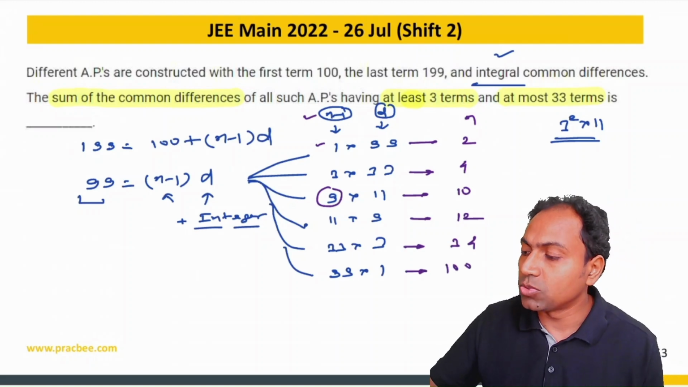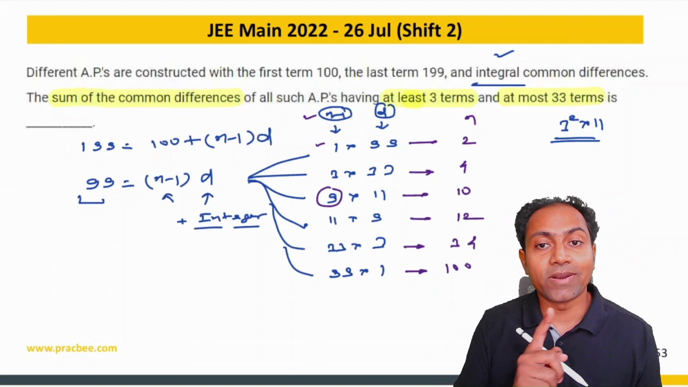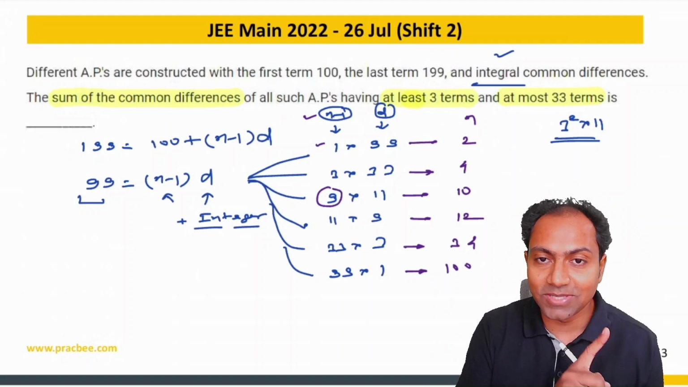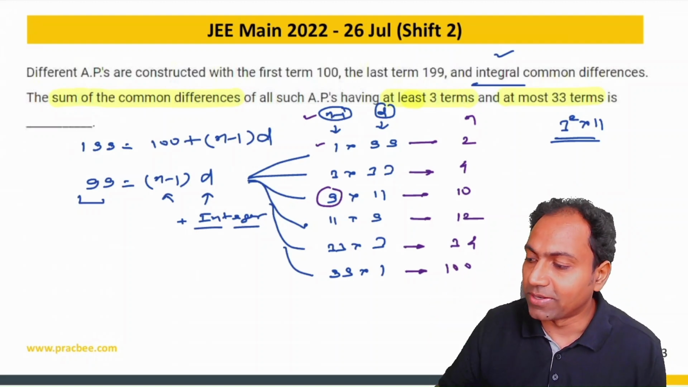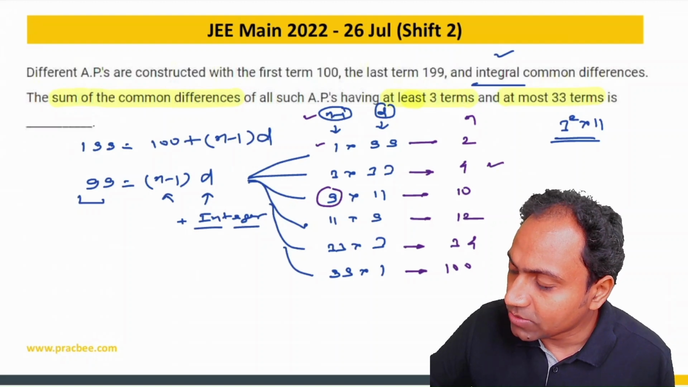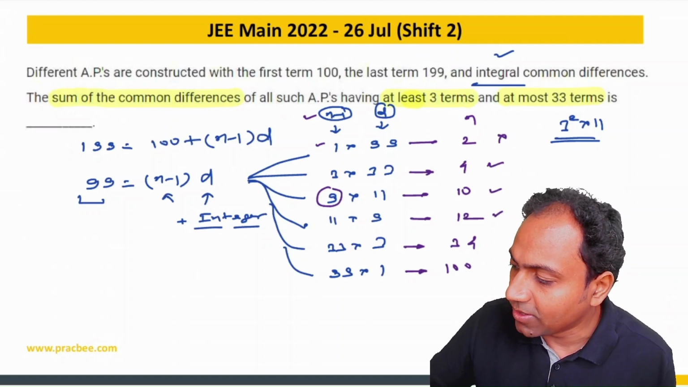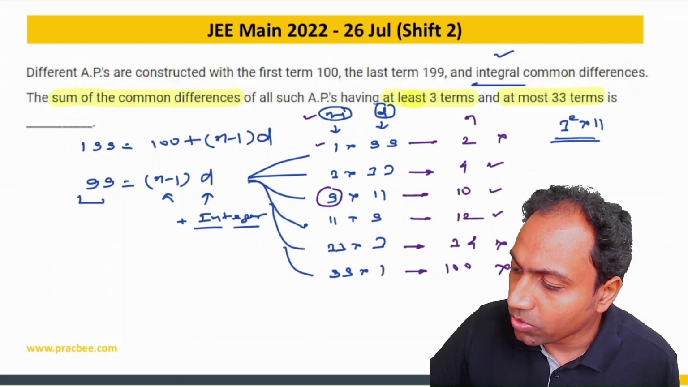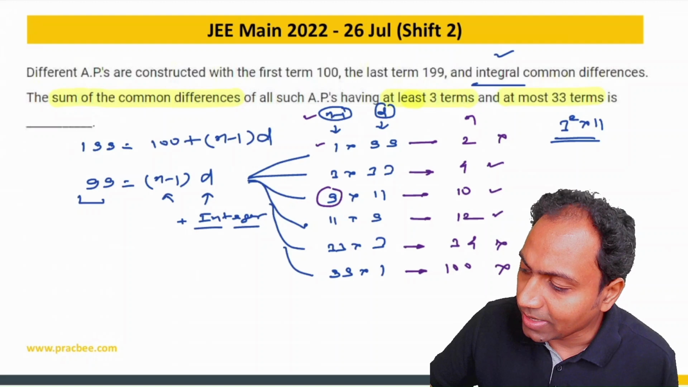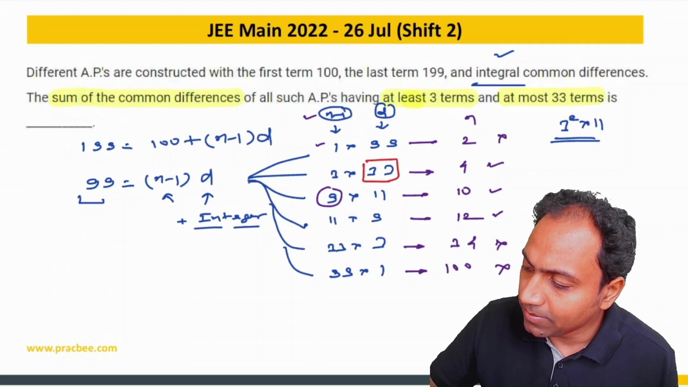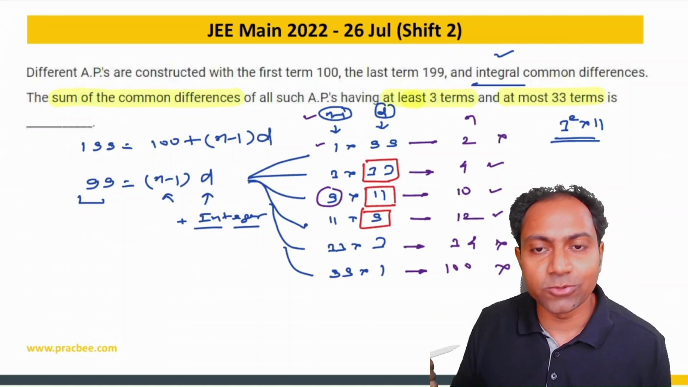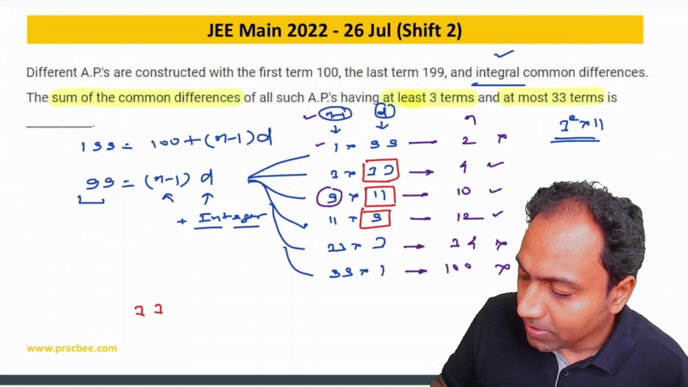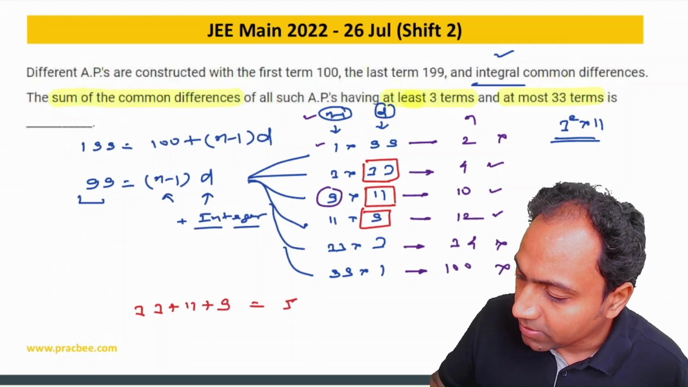So they are saying you can only take those values for which the number of terms is at least 3 and at most 33. So we can choose this one, this one, and this one are fine, but we cannot choose the last three. Corresponding to that, these are the possible values of d. If I take these three possible values of d and add them up, it is 33 plus 11 plus 9, and this comes out to be 53.